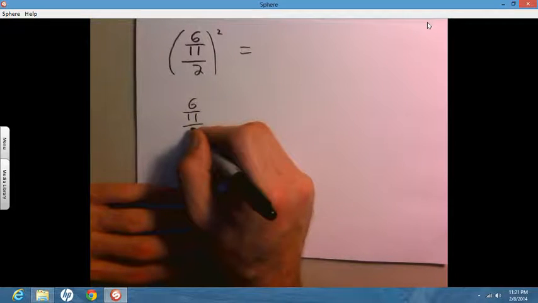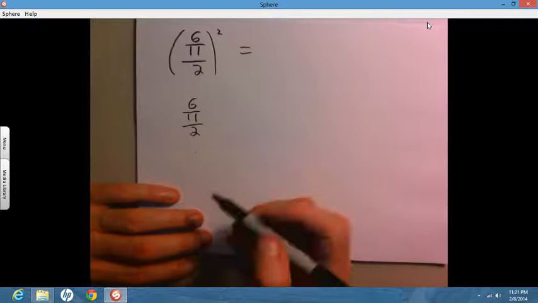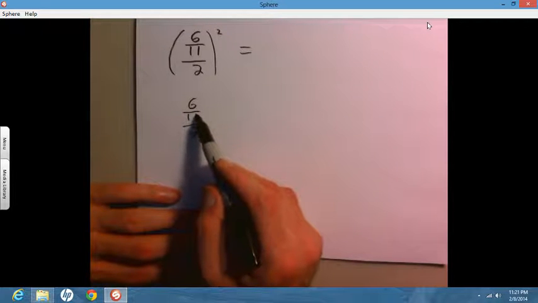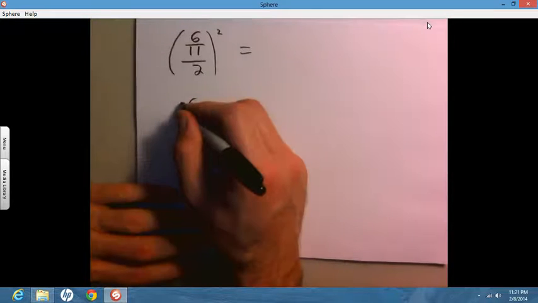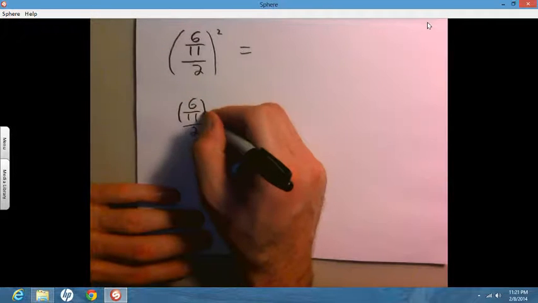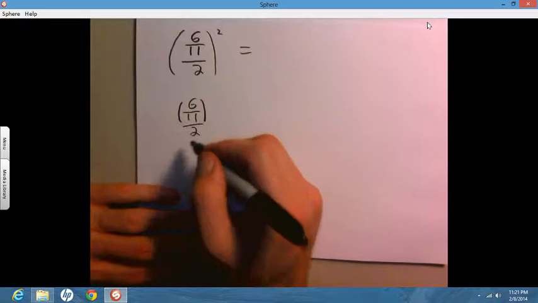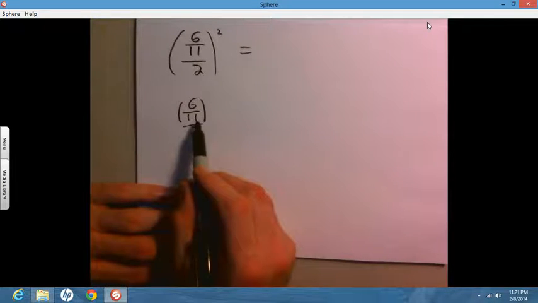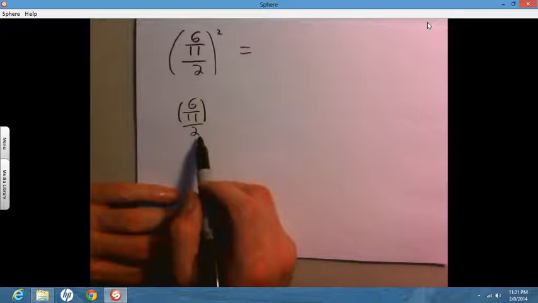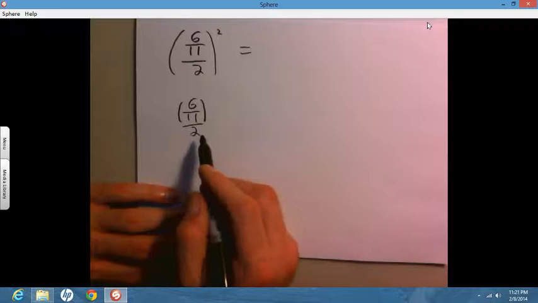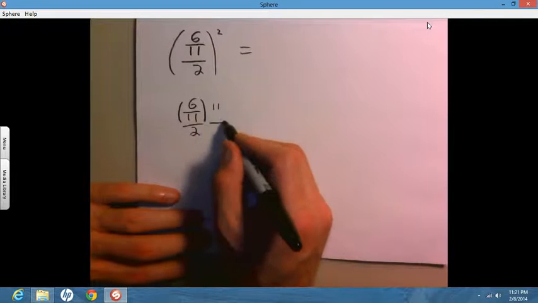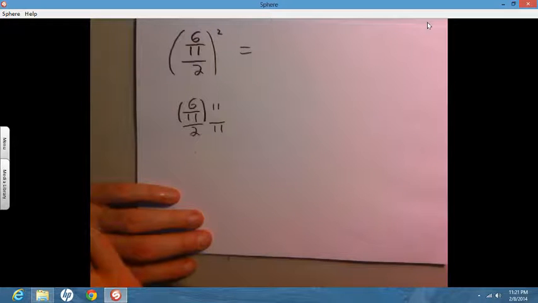Now, 6 divided by 11, I'm going to put parentheses around the top two numbers, not the bottom two. I'm not going to do 11 and 2. So I'm going to treat the top two numbers as one number. That's my numerator, and the 2 is my denominator. And I'm going to multiply the numerator by 11, and I'm going to multiply the denominator by 11. Now, why am I going to do that?